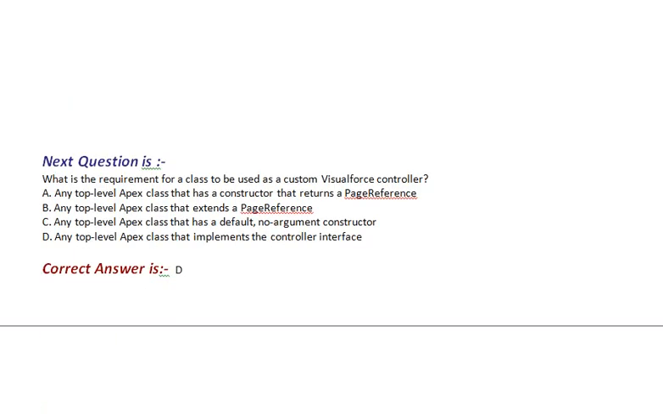Next question is, what is the requirement for a class to be used as a custom Visualforce controller? Option A, any top level Apex class that has a constructor that returns a page reference. Option B, any top level Apex class that extends a page reference. Option C, any top level Apex class that has a default no argument constructor. Option D, any top level Apex class that implements the controller interface. Correct answer is option D.